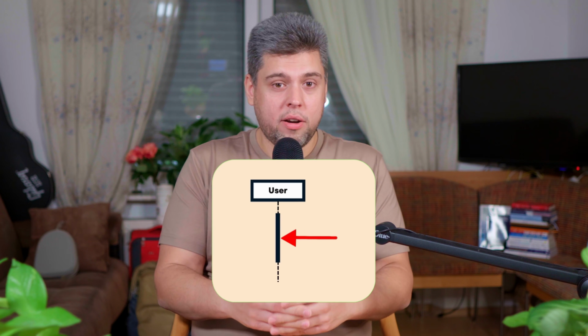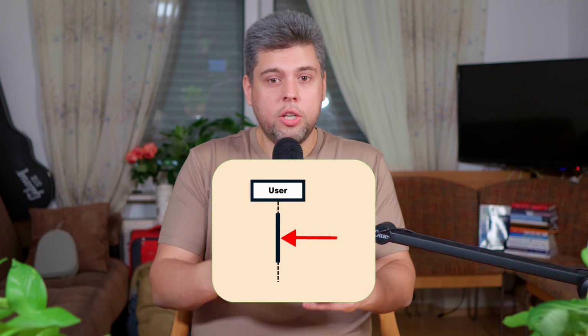The activation bar, also called focus of control, shows when an object is performing an action. The length of the activation bar indicates how long an object is active or processing a message. In advanced diagrams, you will find time in milliseconds, showing the total time the activation bar is alive.